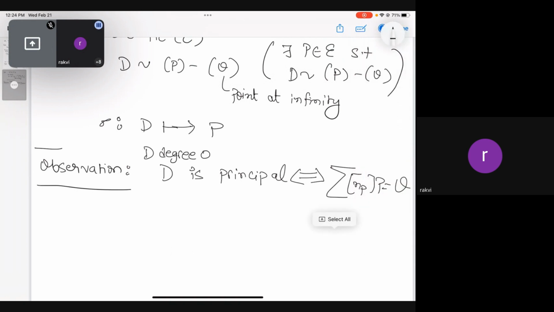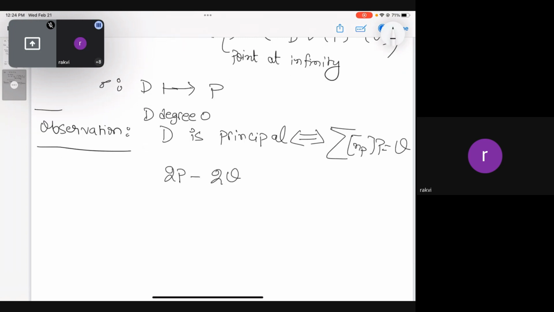Just to clarify what the other notation means: my D is given by sigma n_P P, right? So I pick the coefficients, I pick the points, and then I add the points in elliptic curves. If my divisor looks like, for example, 2P minus 2O, this is a formal sum, right? But if I want to verify if this divisor is principal or not, here is what I do.